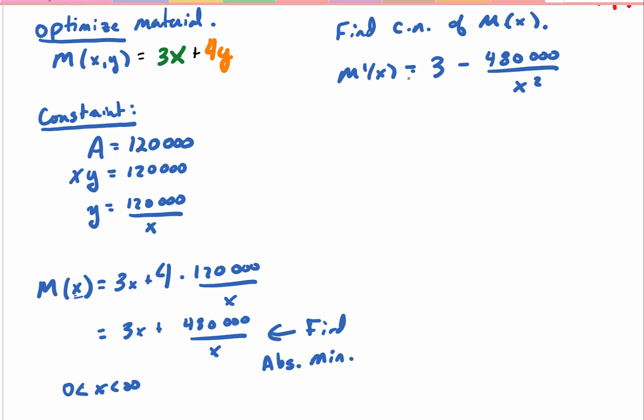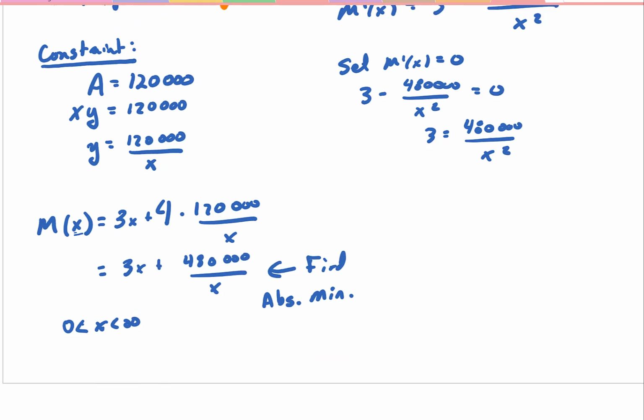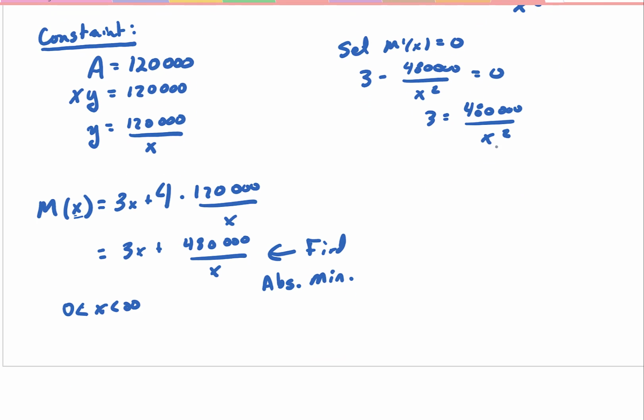but we now need to figure out where the derivative is 0. So let's set m prime of x equal to 0, and that happens when 3 minus 480,000 over x squared equals 0, or when 3 is equal to 480,000 over x squared. Here we've got an equation. It's got a fractional term in it. Let's go ahead and multiply both sides by the LCD of the fractions. And so that comes out to be 3x squared equals 480,000. Divide both sides by 3.